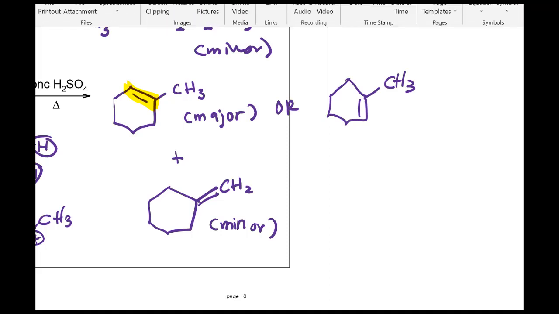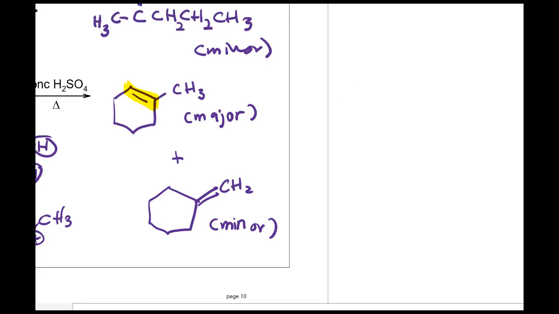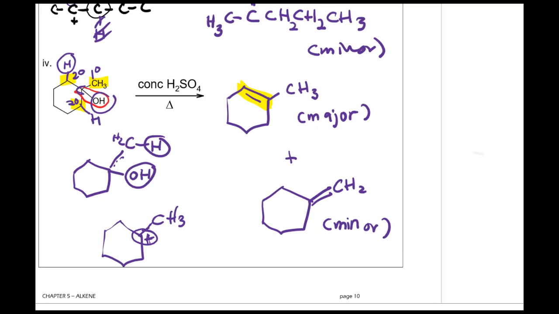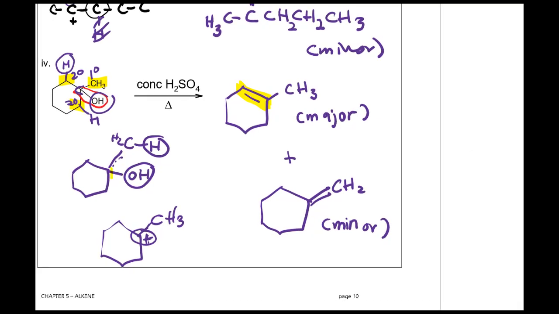Okay, and then this is the carbon attached to OH. So this is your carbocation. When you remove this OH and this hydrogen, this is where your double bond is. So this is your minor product.